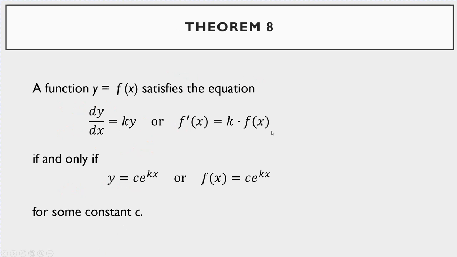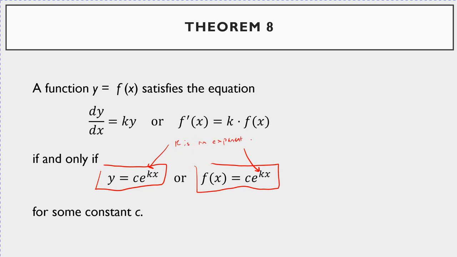All right, so here's a theorem for this. A function y equals f of x satisfies this equation, dy over dx is equal to k times y. So here you're writing the derivative in terms of the original function y, or f prime of x is equal to k times f of x, if and only if your function is defined as in the previous example. Notice here, c is some constant in front, and k is the value in front of the x in the exponent. And this holds for some constant c.